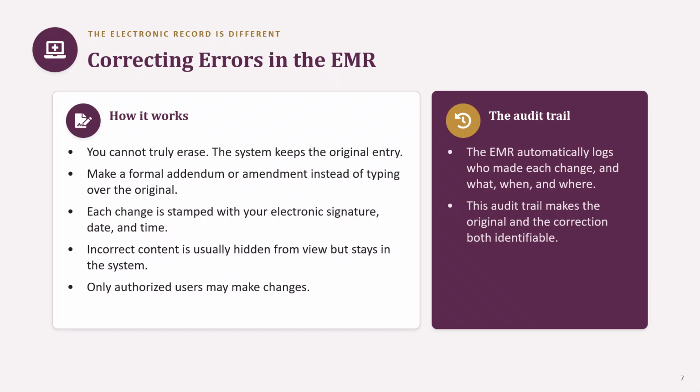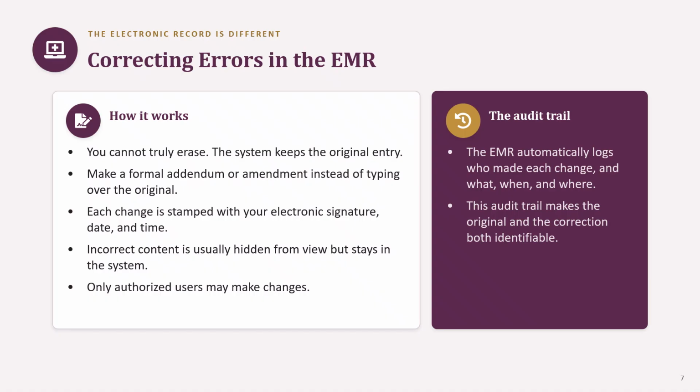Second, instead of typing over the original, you make a formal addendum or an amendment, which the system records as a separate dated change. Third, every change is stamped automatically with your electronic signature, the date, and the time, so there is no question who did it. Fourth, when you are correcting something, the incorrect content is usually removed from the main view so it does not confuse anyone, but it stays in the system and can be retrieved.